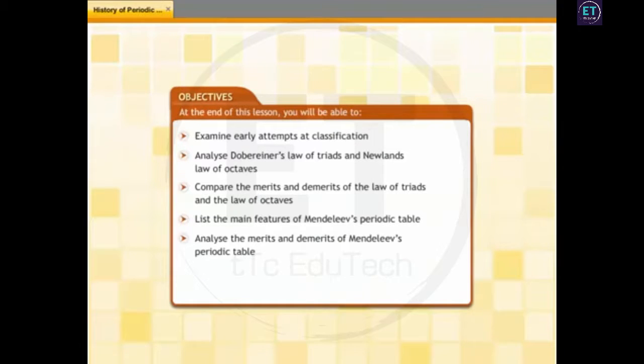In this lesson, we will learn how the attempts to classify elements led to the evolution of the periodic classification of elements. At the end of this lesson, you will be able to examine early attempts at classification, analyze Döbereiner's Law of Triads and Newlands' Law of Octaves, compare the merits and demerits of the Law of Triads and the Law of Octaves, list the main features of Mendeleev's periodic table, and analyze the merits and demerits of Mendeleev's periodic table.